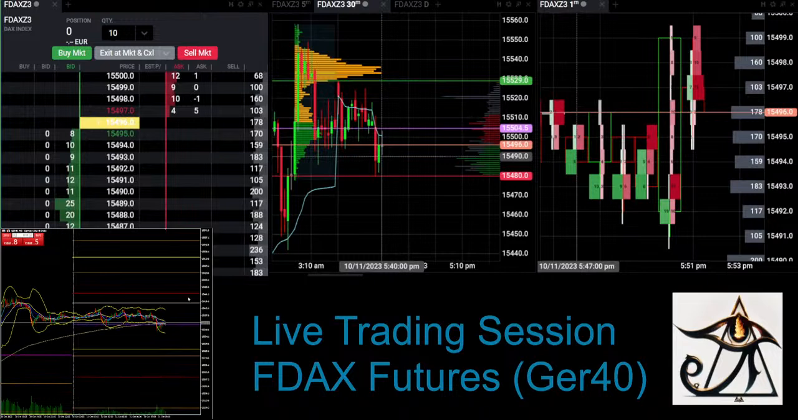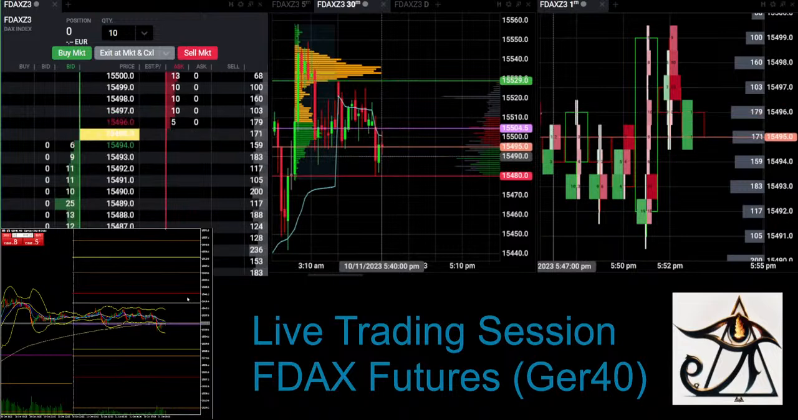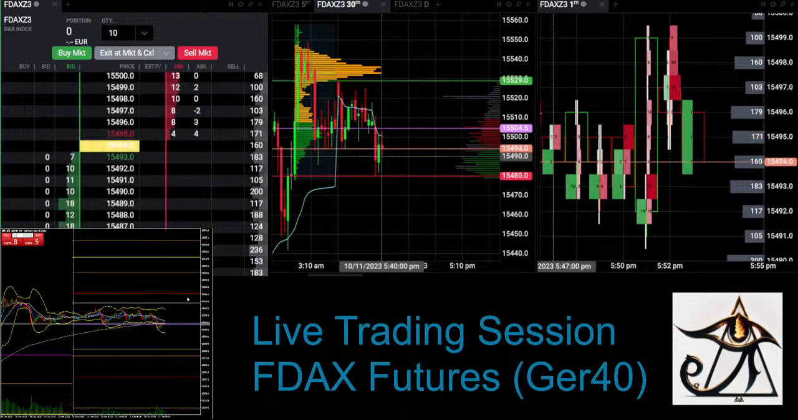Then we head over to the Tradovate platform just to have a look at the depth of market and also the order flow, so the volume footprint. So we've got about 7 minutes till the open.